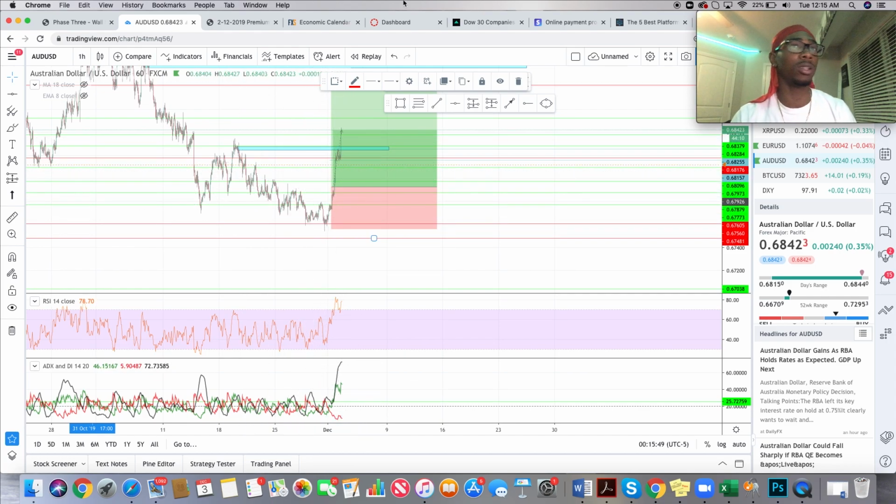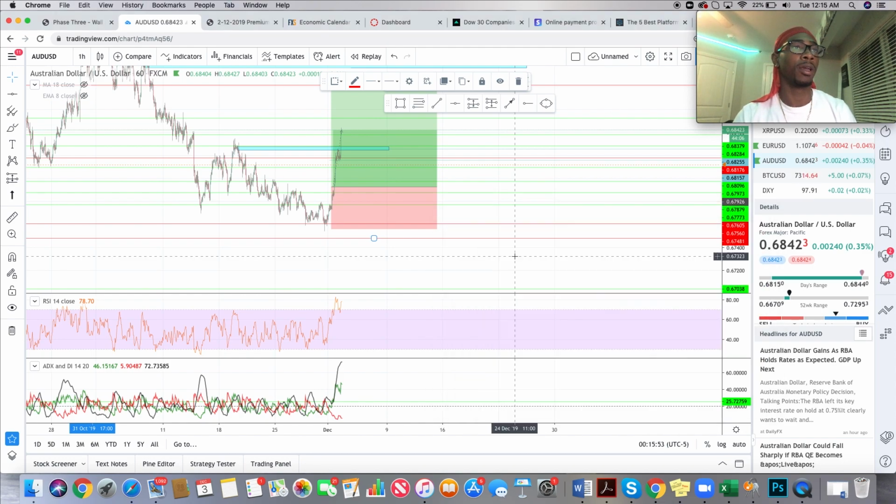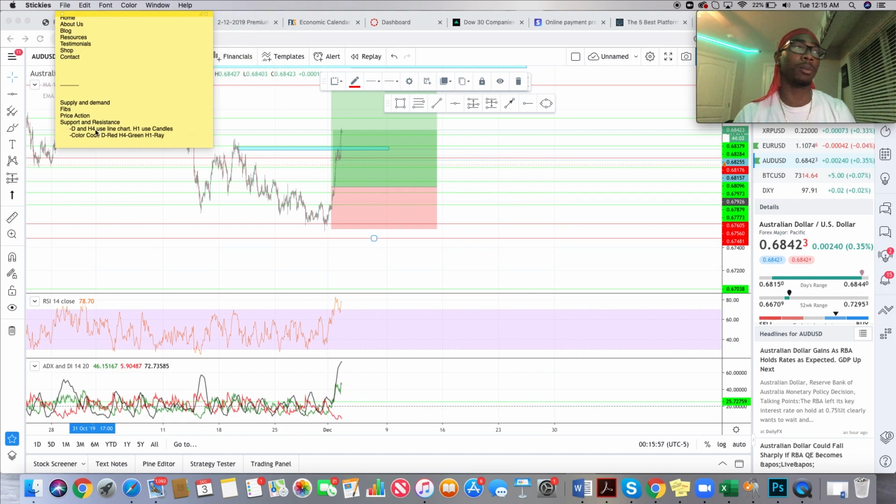So support and resistance, that's the only thing I touched on so far, because that's the main thing that I look for. It's at the bottom of my list, because once you do this, you don't have to constantly go back and keep doing support and resistance.